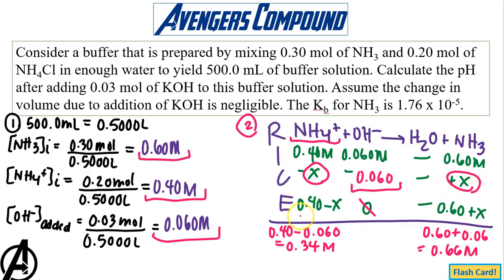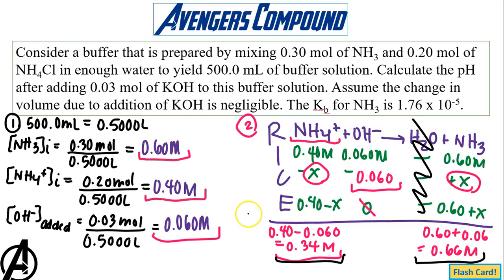So when I look at my equilibrium amount for NH4 plus, after I've added OH minus, I'll take 0.4 minus my 0.06, and I get 0.34 molar. This is now my new initial amount here. I'll do the same thing with NH3 because water does not matter for us in our rice table. So we have 0.6 plus 0.06, which is going to equal 0.66 molar, our new initial amount for NH3.